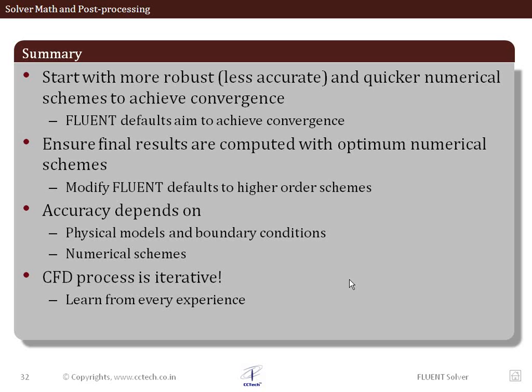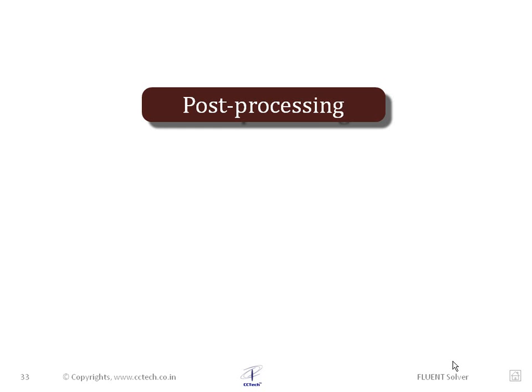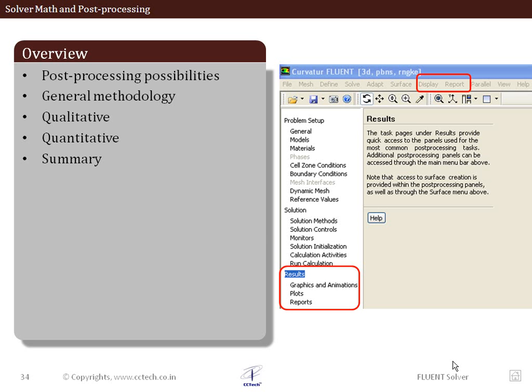The accuracy depends on whether we have included all the necessary models and whether the numerical schemes are good. Basically, CFD is an iterative process, so we always learn from our mistakes and our bad experiences, and we go on to have more accurate predictions in future. So now that we are familiar with the solver mathematics, let's move on to the post-processing features in Fluent.